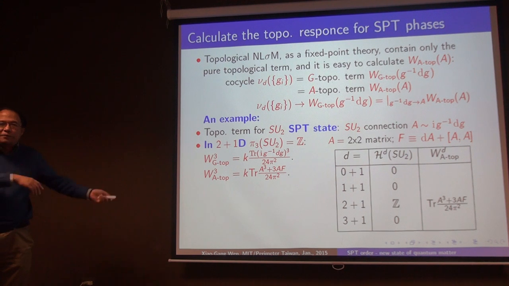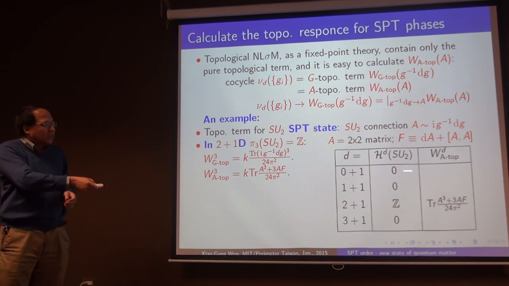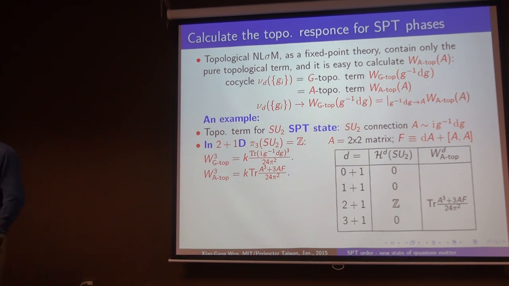For a general group you do have the one-six, but here only for SU2 because of this special traceless condition. That's why you don't have it. But this is basically the idea that you can use the gauge topological term to understand SPT phases, rather than using this nonlinear sigma model topological term.